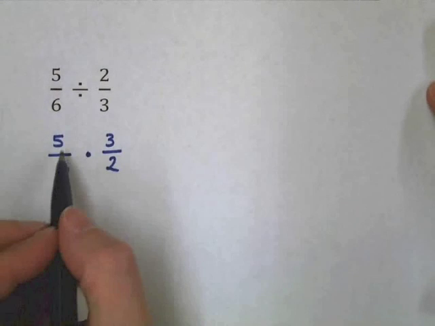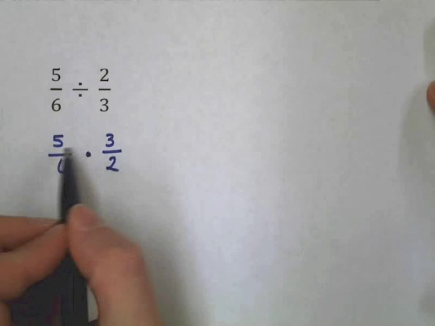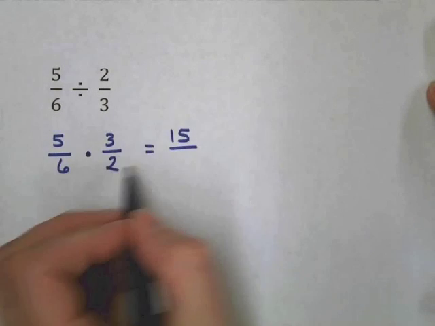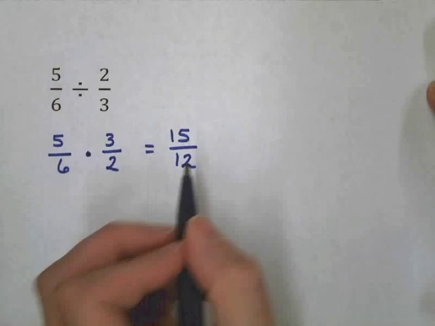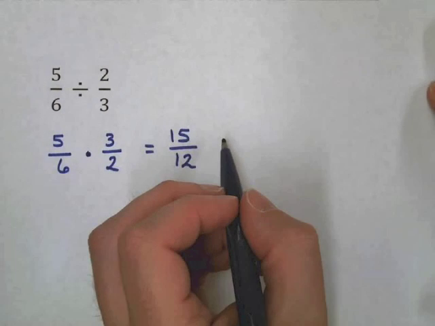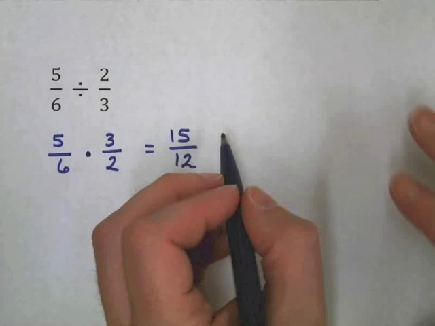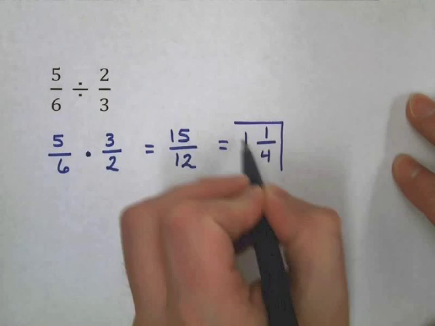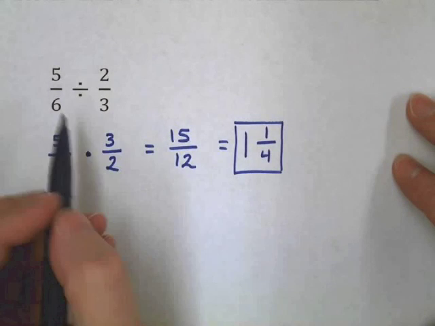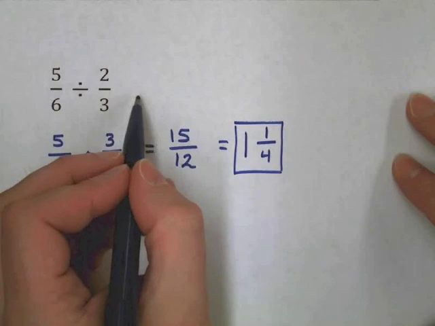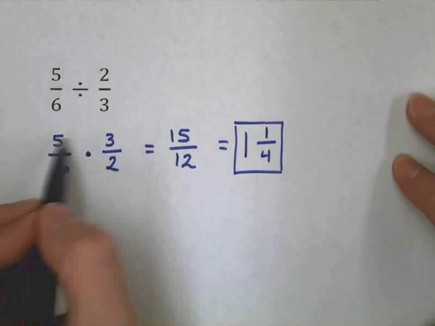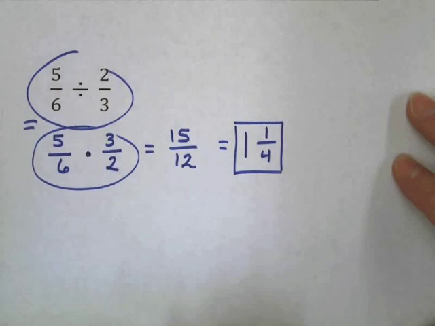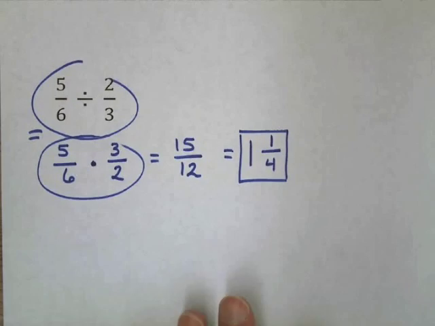So I can say I know how to multiply fractions. So 5 times 3 is 15, and 6 times 2 is 12, and 15/12 is equivalent to 1 and 1/4. So my solution to 5/6 divided by 2/3 is 1 and 1/4. This and this are equal. Let's take a look at one more.